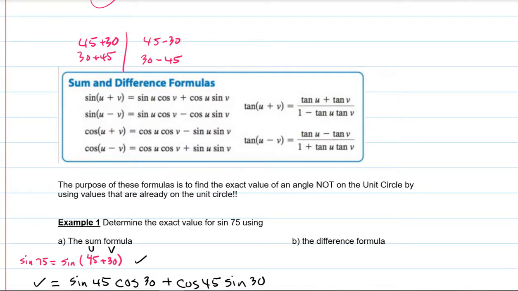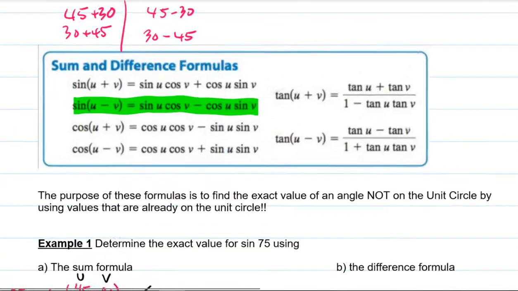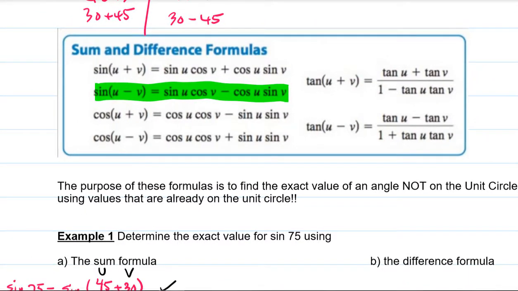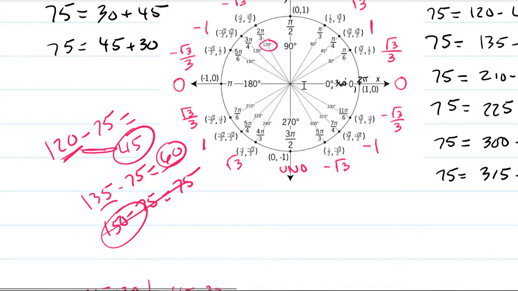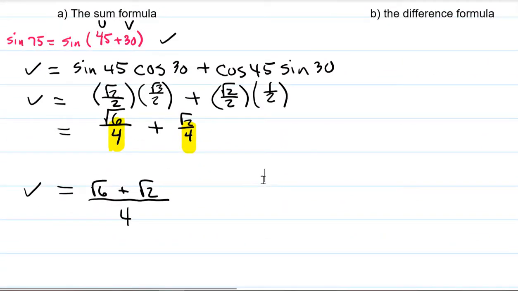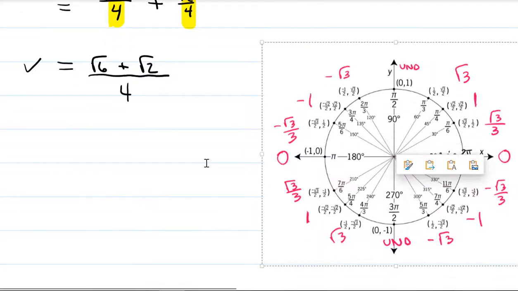So when we go to use a difference formula, we're looking at sine u cos v minus cos u sine v. Again, remember that order is going to matter. Just to keep it simple, we're going to use our very first option. Let me grab our unit circle. We're going to use 135 minus 60. I'm going to paste that down here because we might need it in a little bit.